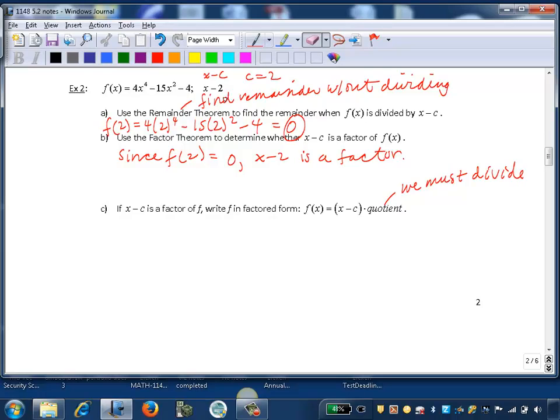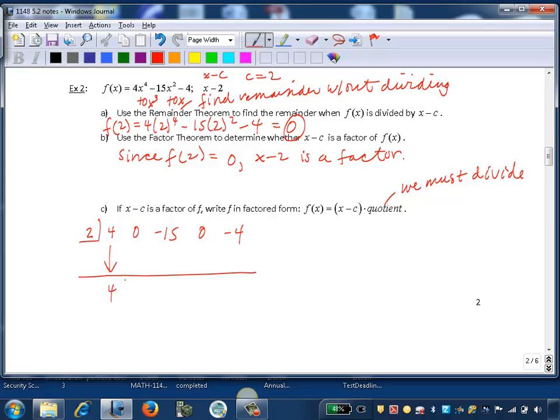Now, since our divisor, x minus 2, is in the proper form, x minus c, we can use synthetic division. So most of us will probably choose synthetic division. You can certainly use long division as well. So I'm going to put my 2 in the upper left corner, and then I'll list the coefficients of my dividend. So I've got 4 from the x to the fourth, and then see how we're missing a cubic term, so I'm going to put a placeholder of 0 for the cubed. Then we've got negative 15 from the x squared, and again we're missing an x term here, so I'm going to put another placeholder 0 for the x, and then we've got the negative 4 for the constant.